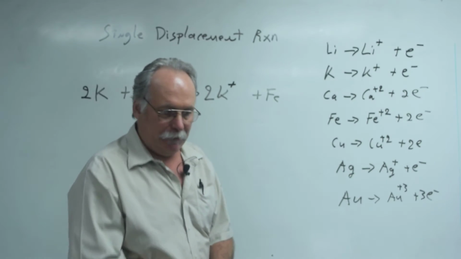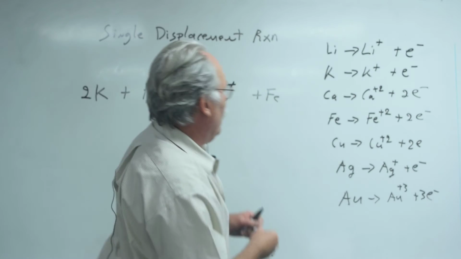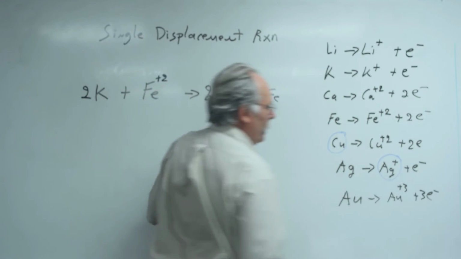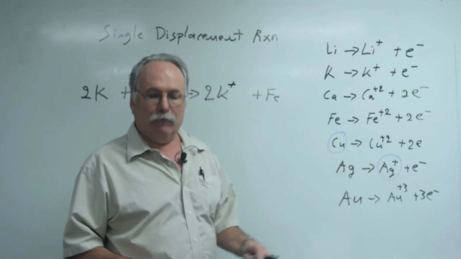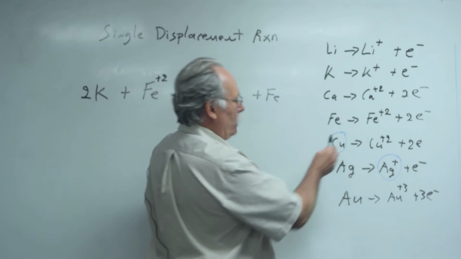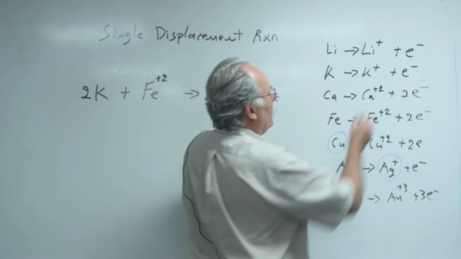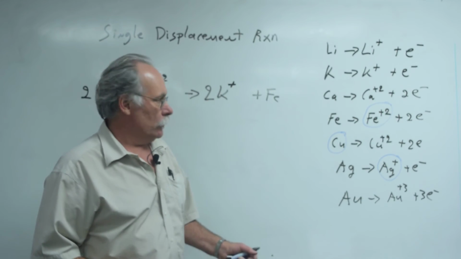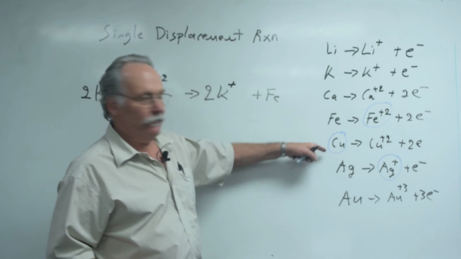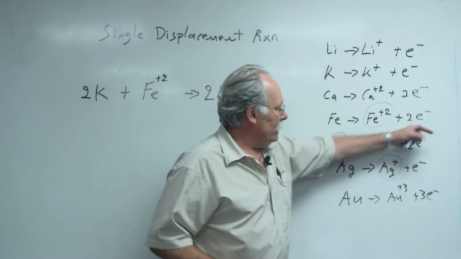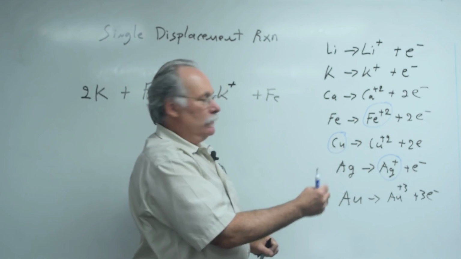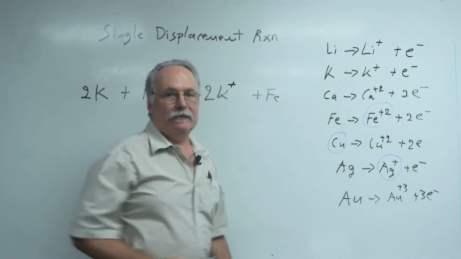So simply speaking, if I had copper with a silver salt, a reaction would occur. But if I had copper with an iron(II) salt, no reaction would occur because the iron is above the copper. So what goes this way must be above what goes this way. This will spontaneously react, this will not spontaneously react.